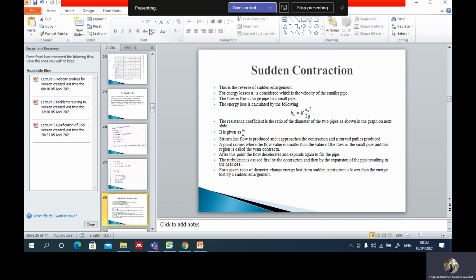If you get confused, you do not know whether to take the value of U1 or U2, I will tell you the layman's method. It is not the best method to remember your fluid mechanics with, because it shows that you have no understanding. But for your easiness, the trick is: always take the velocity of the smaller pipe, because the smaller pipe is the demarcating feature.